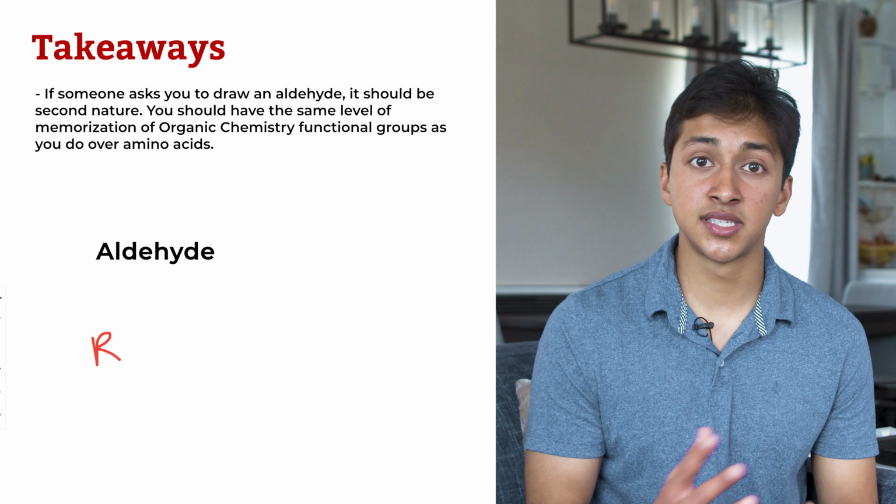MCAT Organic Chemistry strategy number 1 is simple. Know the structure of the functional groups like the back of your hand. If someone asks you to draw an aldehyde, it should be second nature.